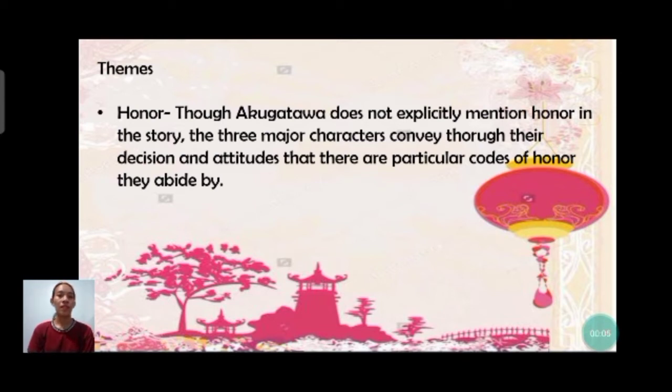One of the themes of the story is honor. Though Akutagawa does not explicitly mention honor in the story, the three major characters convey through their decisions and attitudes that there are particular codes of honor they must abide by. For example, after Masago is raped, they believe that it is right that she and Takahiro should die together because it is not possible for them to live in their dishonorable state. Though Takahiro, Masago, and Tajimaro have their own ideas of honor, it is interesting to note that they each expect or seek their own death as the logical repercussion of the story events. So, that is honor as one of the themes in the story.